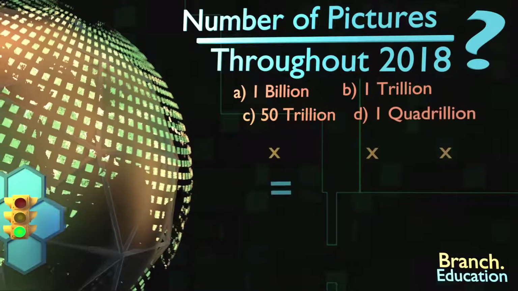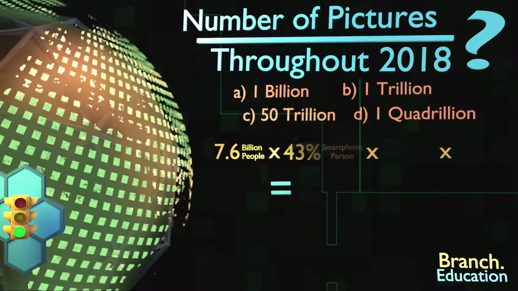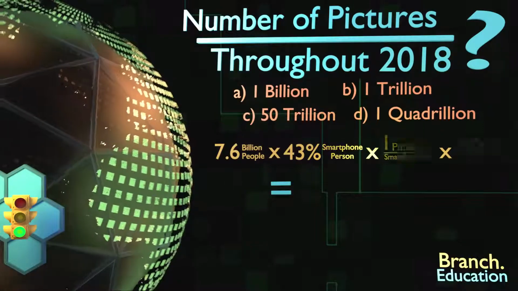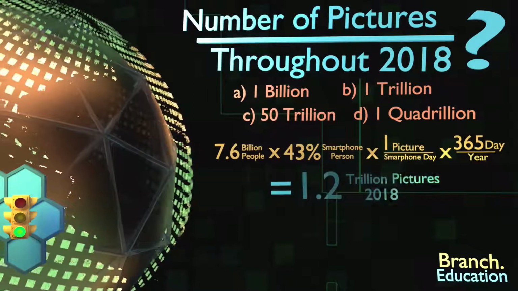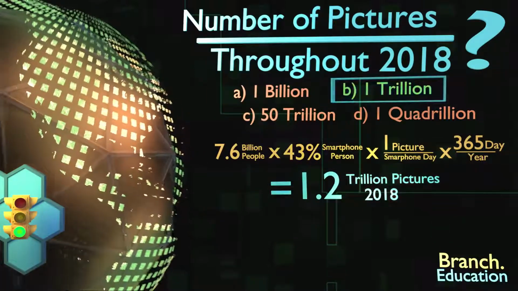Here's some stuff to help you out. There are 7.6 billion humans on Earth. The percentage of people across the globe who own smartphones is about 43%, and let's say each person takes around 1 photo a day. Thus, the answer is around 1.2 trillion photos, so 1 trillion is a pretty good guess.